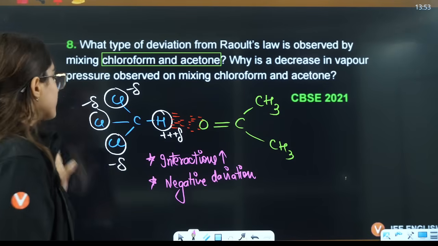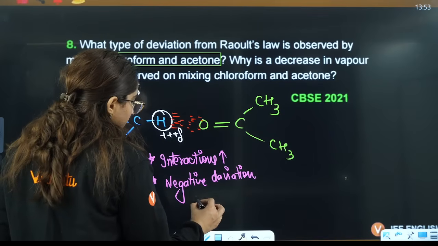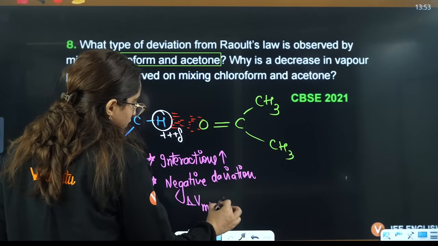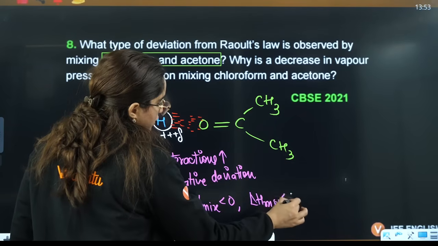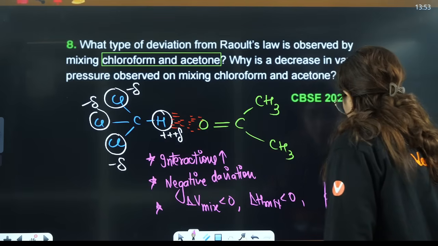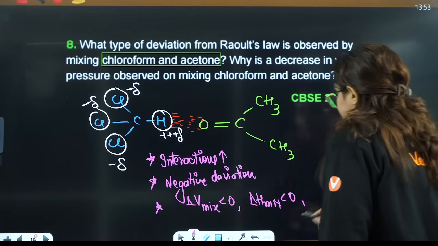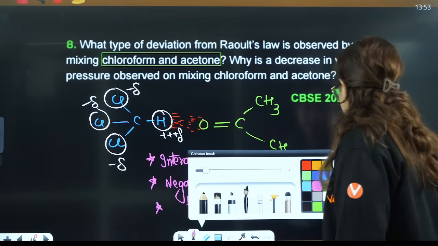Why is there a decrease in vapor pressure? Because of negative deviation, right? What will happen? Delta V mixing will decrease. Delta H mixing will decrease, right? Moreover, in negative deviation, total pressure is less than pressure of A plus pressure of B. Those are the rules of negative deviation. Okay.